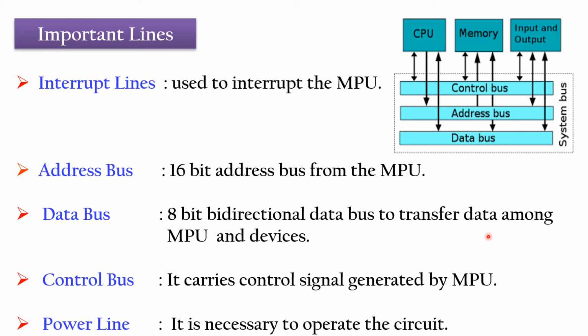Control bus carries the control signals generated by MPU. Power line is necessary to operate the circuit. So we have seen, students, the block diagram of a microcomputer and the explanation of each block in brief. This question comes for 4 marks. You have to draw the block diagram and explain all the blocks in brief.